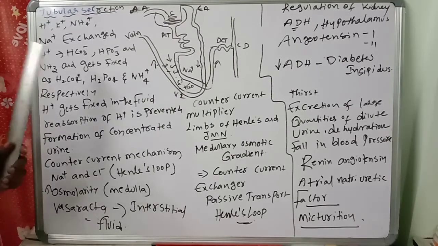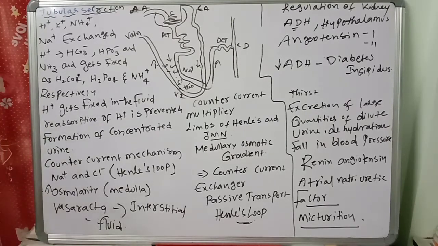So, tubular secretion. What are the three steps in urine formation? One is glomerular filtration. Number two, the most important, is reabsorption, and the third one is secretion. Some substances are absorbed, and some are released into the filtrate. What are those substances in secretion?